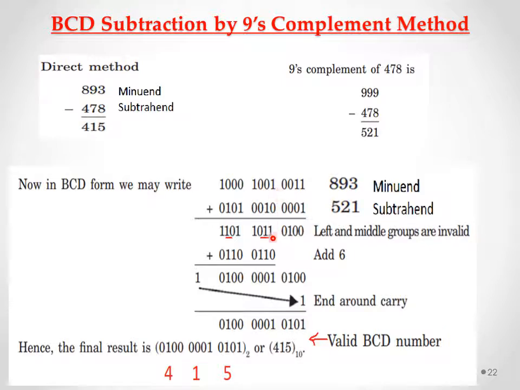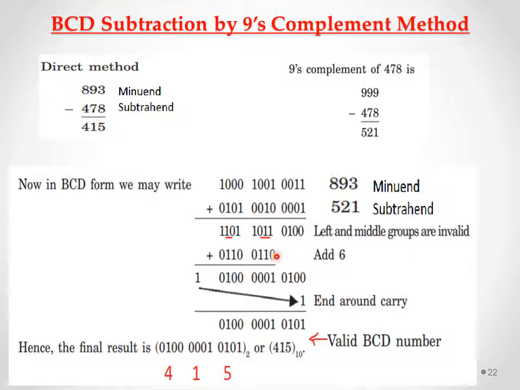Now at this point 1 plus 0 is 1, 0 plus 1 is 1, 0 plus 0 is 0, and 1 plus 0 is 1. Now 0 plus 1 is 1, 0 plus 0 is 0, 0 plus 1 is 1, 1 plus 0 is 1. Now we check whether all these combinations are valid BCD or not. 0100 is 4, a valid BCD. Now 1011 is 11, greater than 9, so it is an invalid BCD. Similarly 1101 is 13, also an invalid BCD. So we add 6 to these combinations to bring them back into valid BCD form.